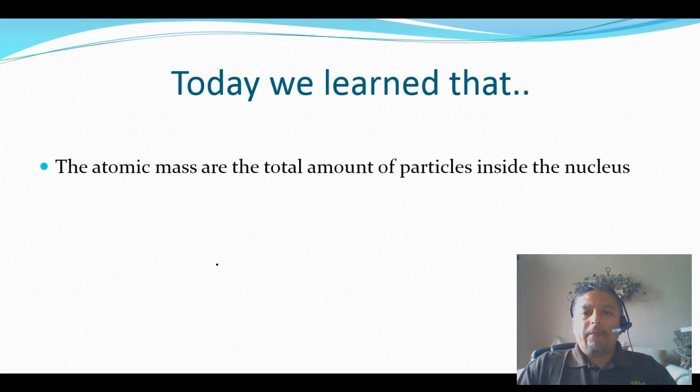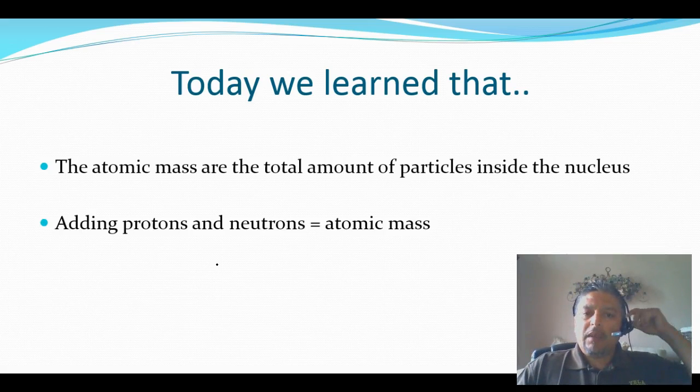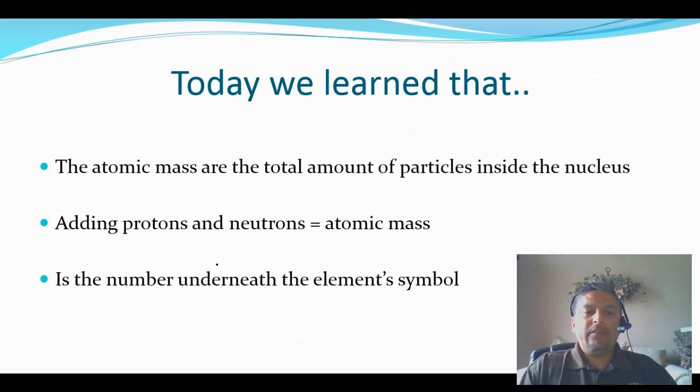What have we learned today? Well, today we learned that the atomic mass is the total amount of particles inside the nucleus of the atom, that adding protons and neutrons equals the atomic mass, and the atomic mass is the number underneath the element's symbol.